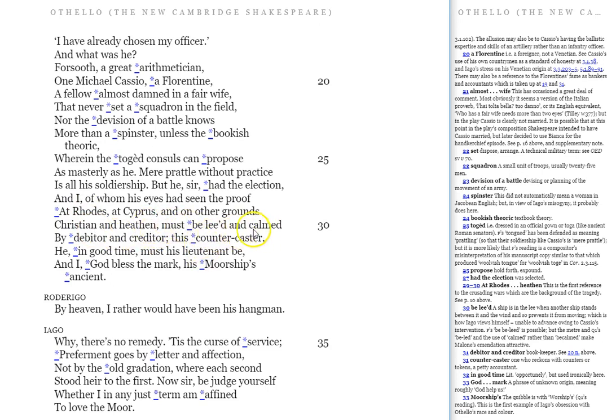Must be lead and calm. So Iago is saying, I must be lead and calm. Now, to be lead and calm basically is where a great big ship comes past you with a big sail and takes all your wind. Yes, that's the image there.